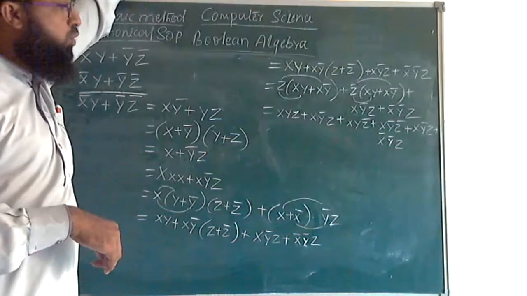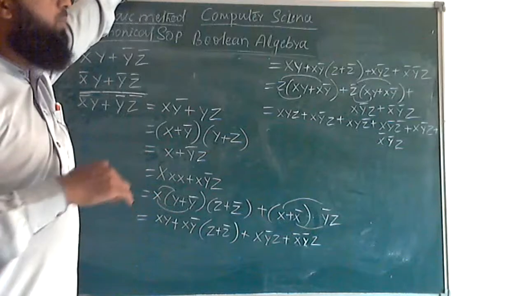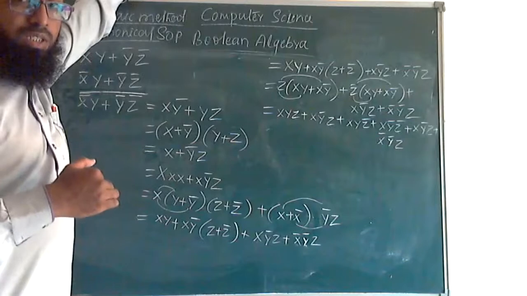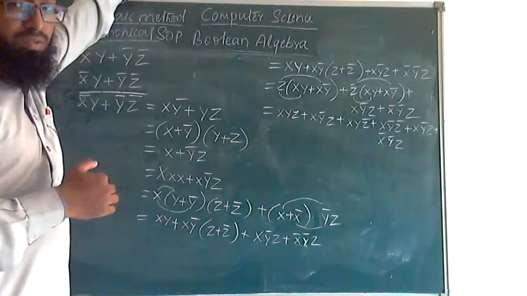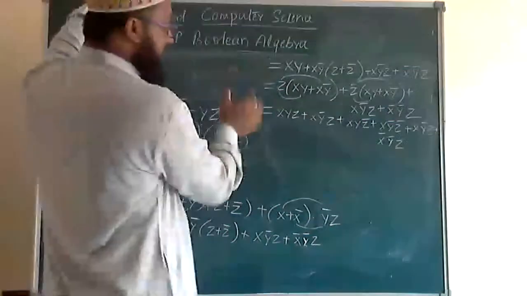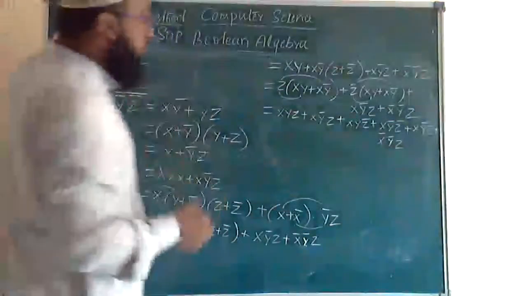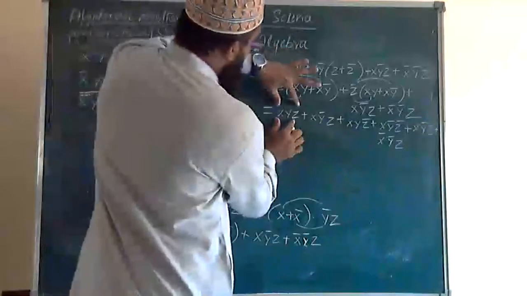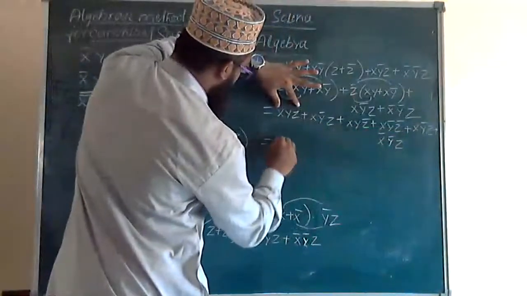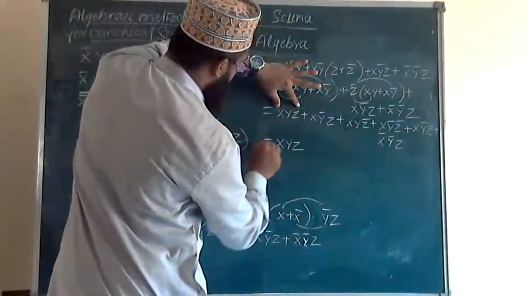So what do we have to do? We have to drop the similar items. We have to check the duplicates. Finally, drop all the duplicates. After expanding the expression, we need to drop the duplicates. For xyz, is there any duplicate? No, there is no duplicate. So write down xyz as it is.